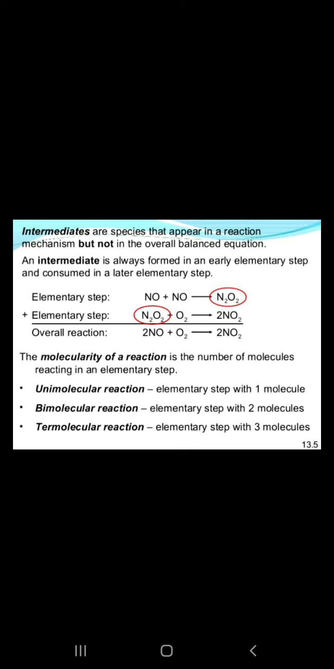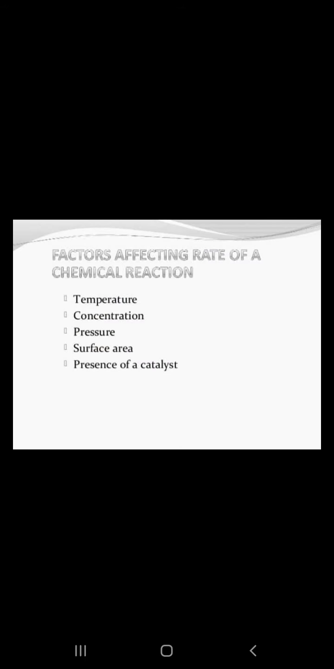The molecularity of a reaction is the number of molecules reacting in an elementary step. Unimolecular reactions are elementary steps with one molecule, bimolecular reactions are elementary steps with two molecules, and trimolecular reactions are elementary steps with three molecules. Clear?